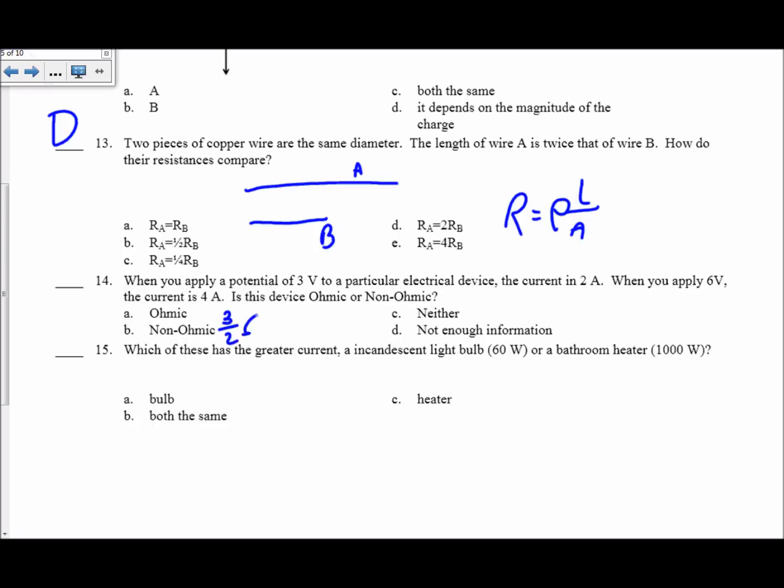When you apply a potential of 3 volts to a particular electric device, you get 2 amps. The resistance then is 3/2 ohms. And then when you apply 6 volts, you get 4 amps. So that resistance is 6/4 ohms. Both of these are the same. That means that it is an ohmic device.